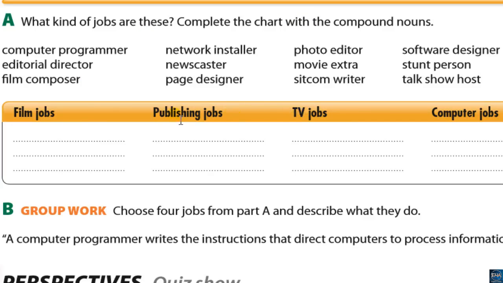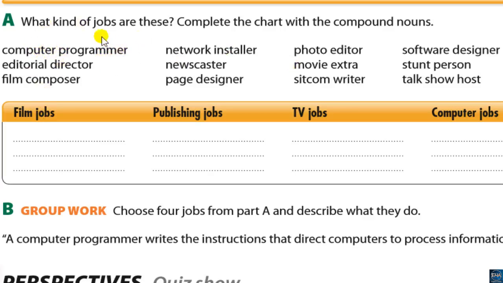And the TV, publishing, films, all of these are kinds of media. What kind of jobs are these? Complete the chart with the compound nouns. What's a compound noun? Compound noun, we said, is a noun plus another noun. Like computer, one word, plus programmer, another word. We're going to have a new word, computer programmer. So, where can we put these jobs?